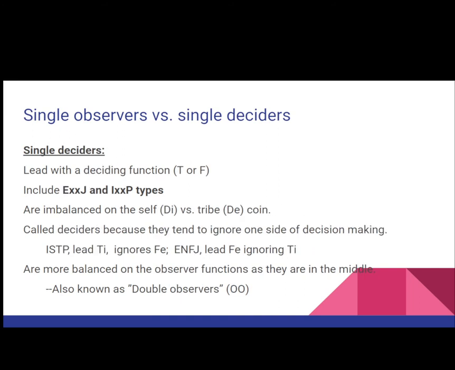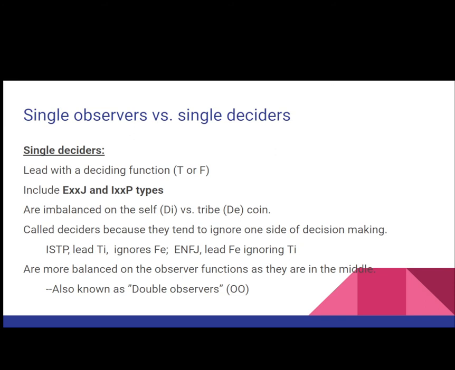Now, single deciders are the opposite. These people lead with a deciding function, thinking or feeling. These are the EJ and the IP types. So the EJ types will lead with TE or FE. The IP types will lead with either TI or FI.